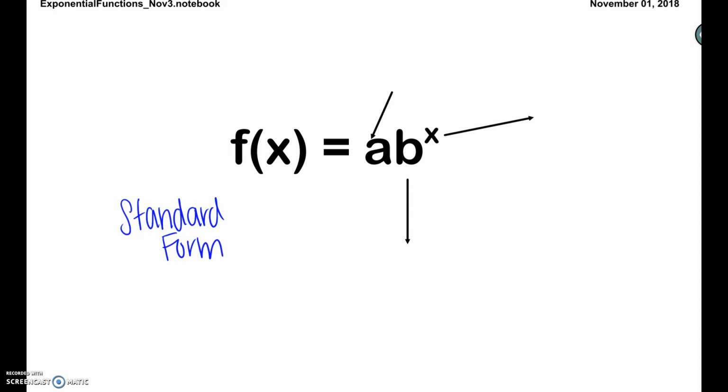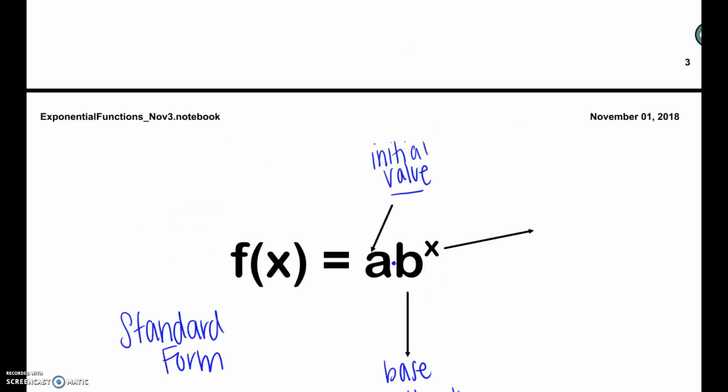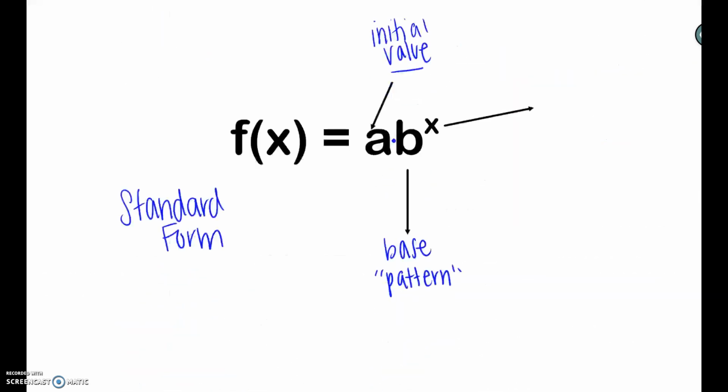Our A value, that stands for our initial value. And the initial value is like the y-intercept of a function, what we start with in a problem, our initial value. Our A value is being multiplied by B, and B stands for our base, but your base is also your pattern that you notice. So if we were to look at the example yesterday with the paper folding, when we were folding that paper and looking at how many sections we got, we noticed that there was a pattern of the sections of paper being multiplied by 2 every time. That's why our base in this equation here was 2.